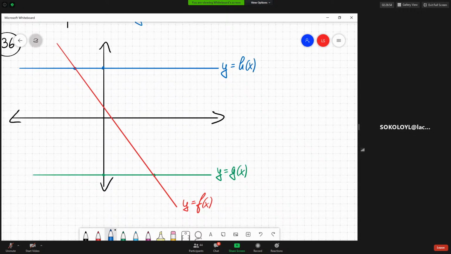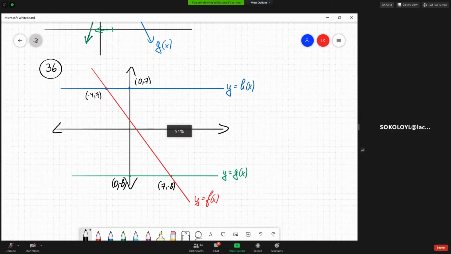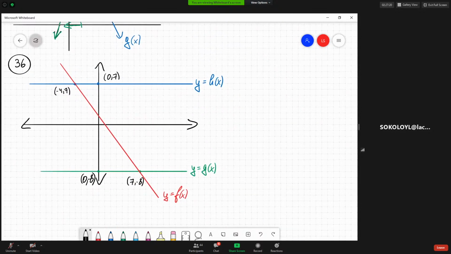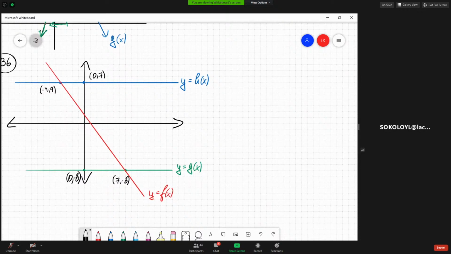So that's what the question has. Again, I'll mark the points down because it's going to be a little easier. This point here is -4, 7. This point here is 0, 7. This point here is 7, -8. And this point here is 0, -8. We only have to answer two questions based on the graph. We don't have any equations given, and of course we can find them, but we're not even going to do that. We're just going to go off the graph.